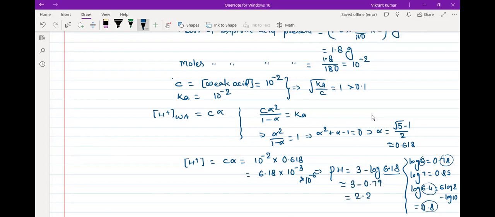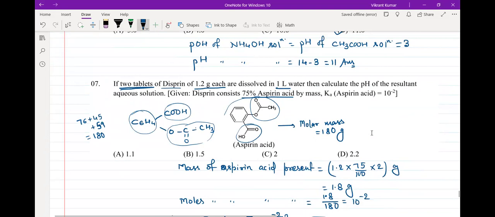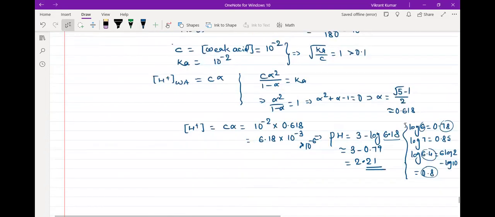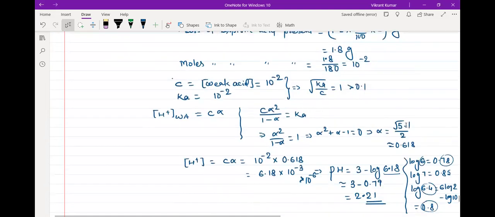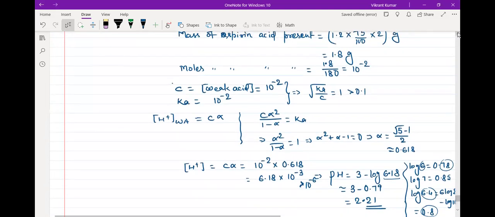So this is coming 2.21 जैसा. That is the closest answer we can get. And if you see options दिए हुए, तो it becomes very easy. We have got 2.2 एक option दिख रहा है ना. We'll take that. Is it okay? Any doubt?